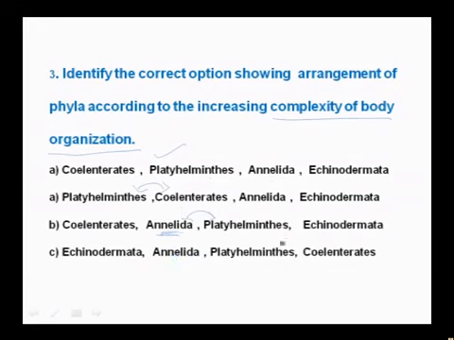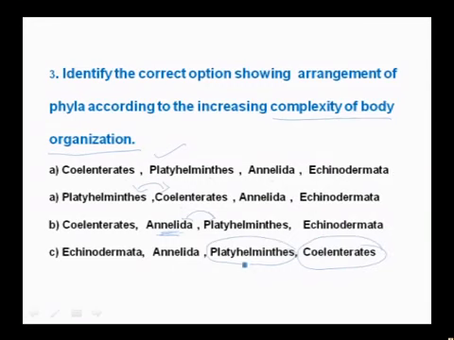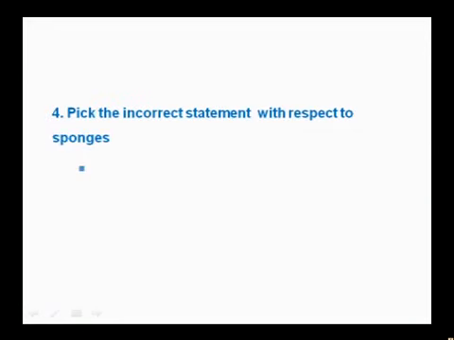Echinodermata, Annelida, then Platyhelminthes, Coelenterata. Again, the complexity of the body of Platyhelminthes has to come before, and Coelenterata should have come as the first option. Tissue grade, then followed by organ grade, and then organ system should have come. So this is vice versa. As a result, the third question's right option is A. Now let us see the next one. Pick the incorrect statement with respect to sponges.